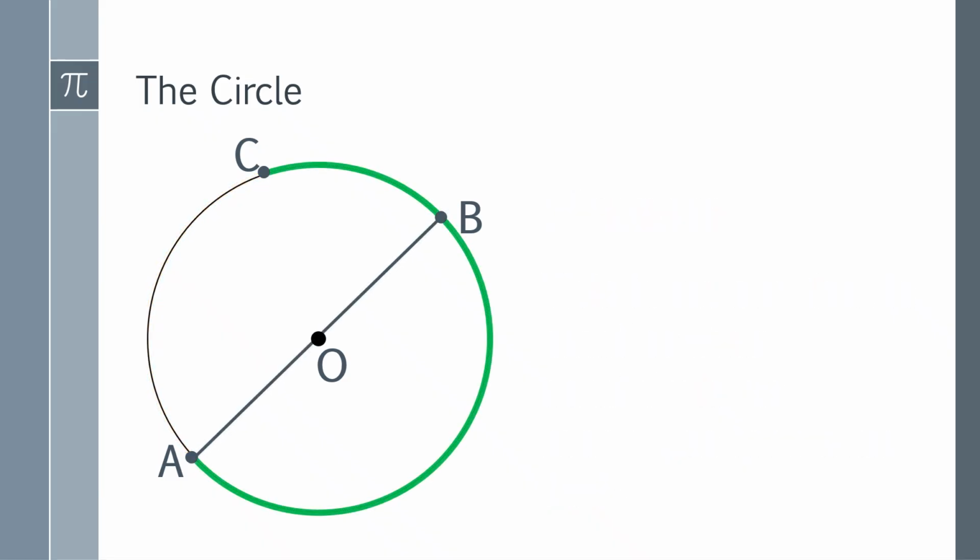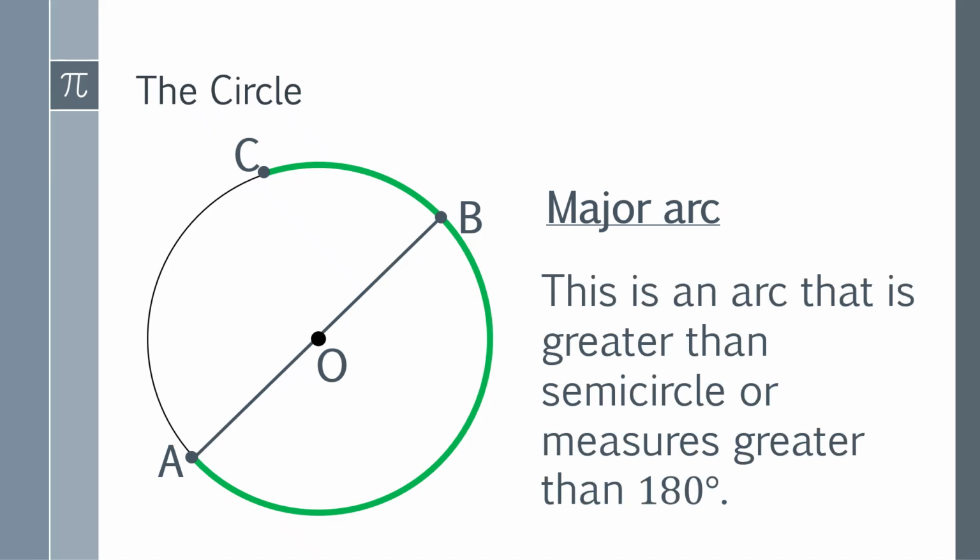And the other one is known as the major arc. What is the major arc? A while ago, the minor arc measures less than 180. The major arc is also an arc that measures greater than the semicircle, or greater than 180 degrees.